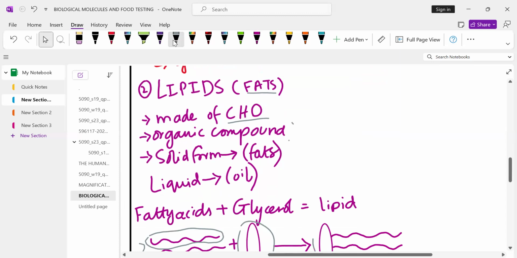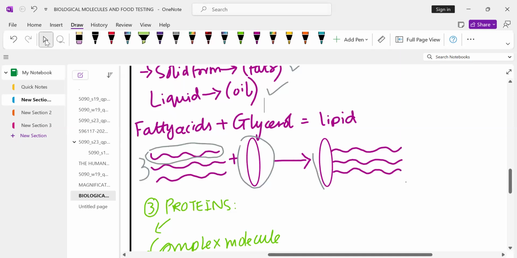Now, the second biological molecule that you need to know is lipids, or you can say fats. They are the same thing. They are also made up of carbon, hydrogen, and oxygen, which is why they are known as organic compounds. The solid form of lipid is called fat, and the liquid one is called oil. When three fatty acids and one glycerol combine together, they form a lipid.